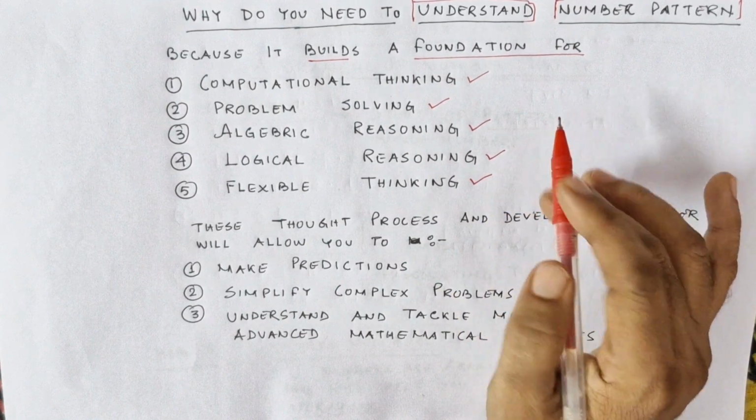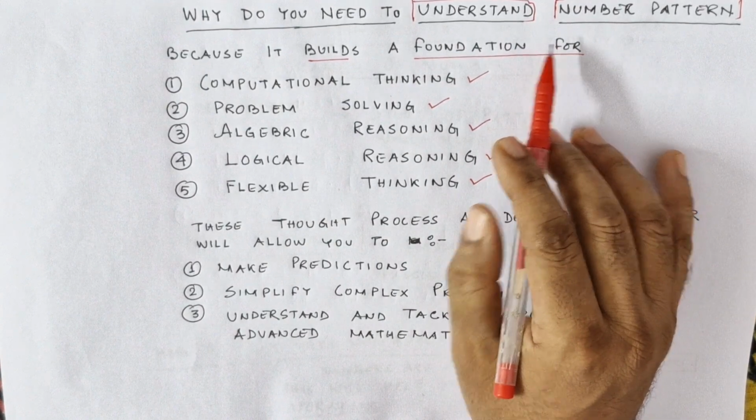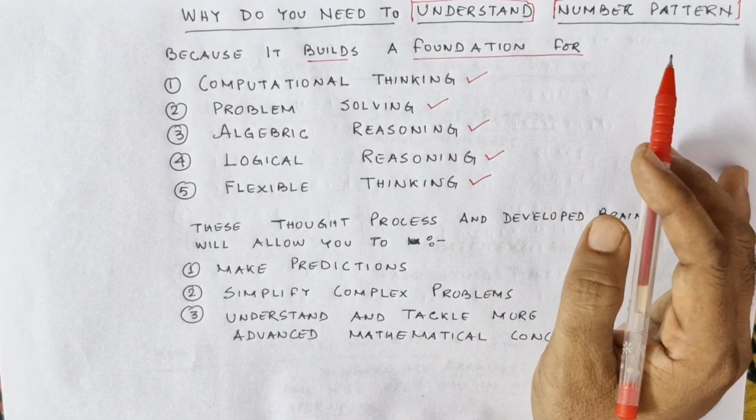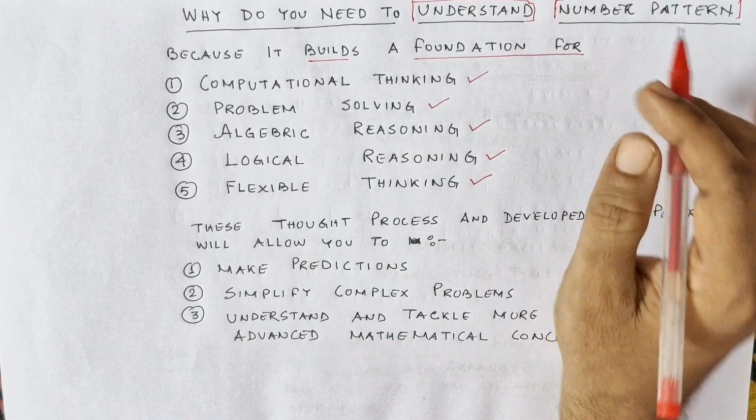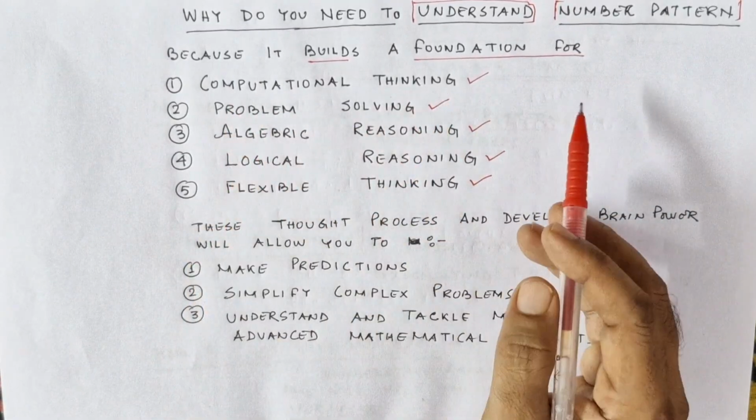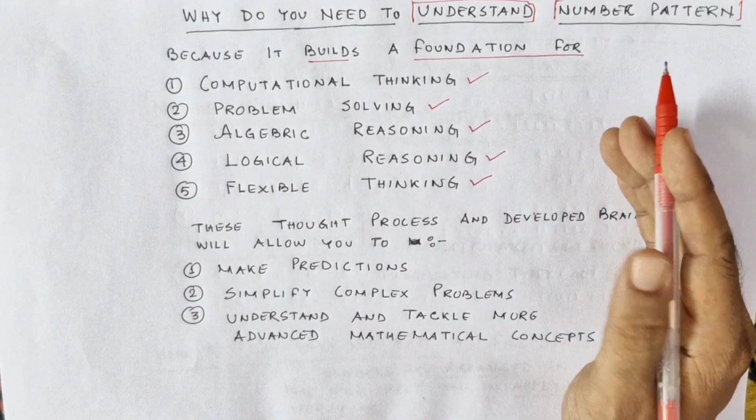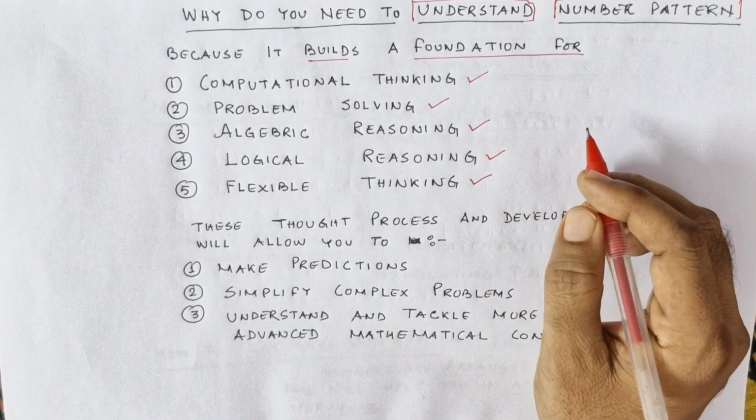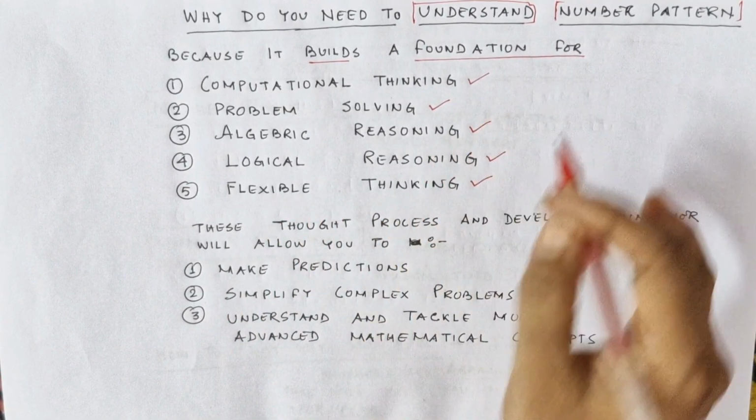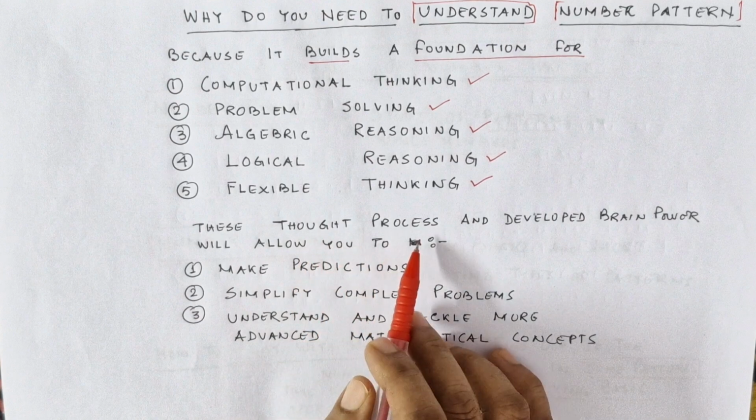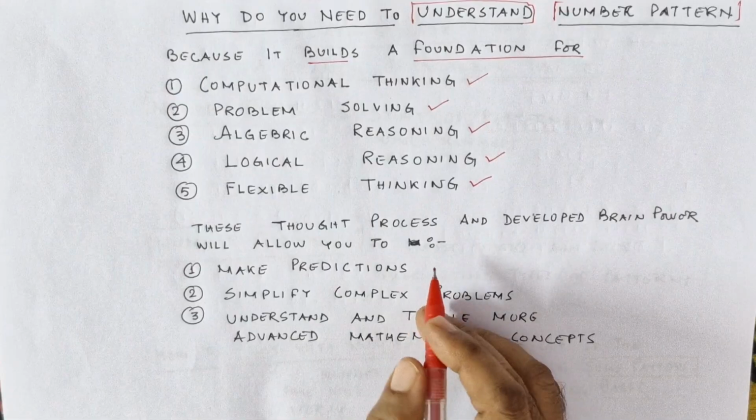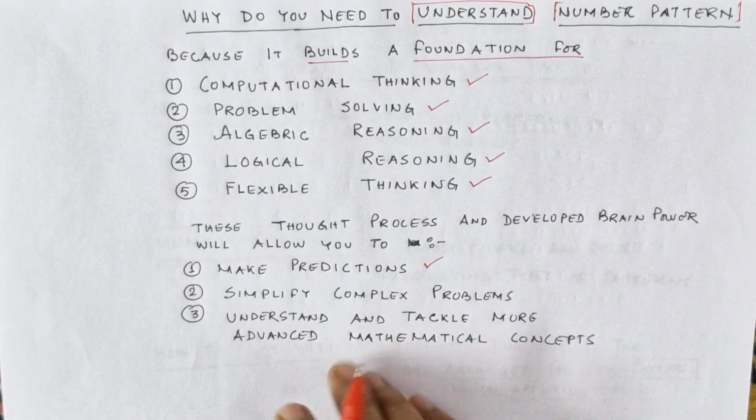So you see, students, the more you solve, the more you try to understand the patterns in the number system, or in whole numbers, or in other number systems, this will help you to build a more powerful brain. So computational thinking and problem solving will increase, algebraic reasoning will increase, logical reasoning will sharpen, and your flexible thinking will get more sharpened. So obviously, once you have developed brain power, this will allow you to make predictions. So what will come next?